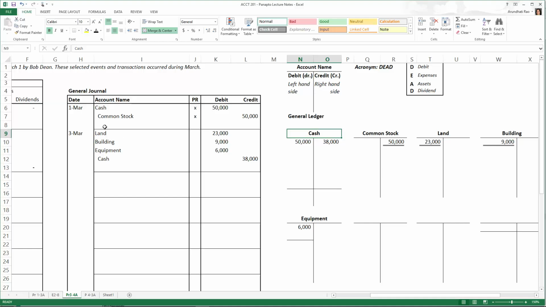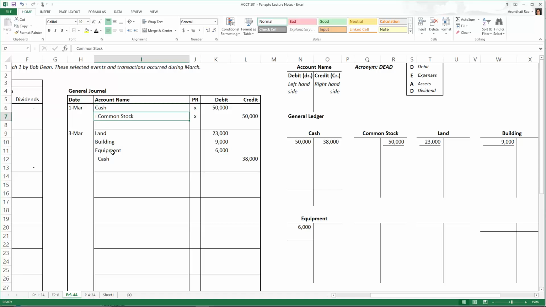A couple things before we proceed. There are accounting rules and accounting conventions. The accounting rule, as far as journal entries are concerned, the first rule that has to be followed is every transaction must have a date. If not, the transaction is invalid. Every transaction must have at least one account debited and at least one account credited.